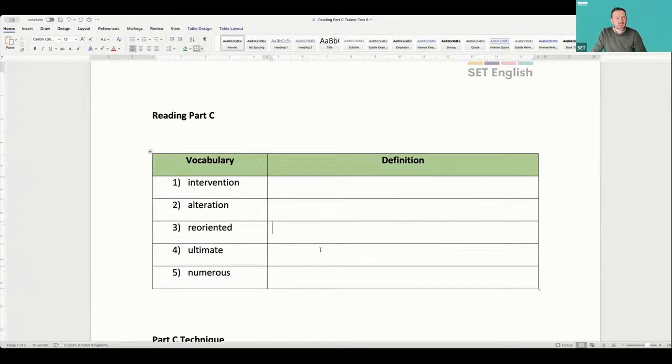Ultimate. Is there anything we can do with ultimate? Ultimately. You can use an adverb. You can't ultimate something. It's not a verb. Okay.